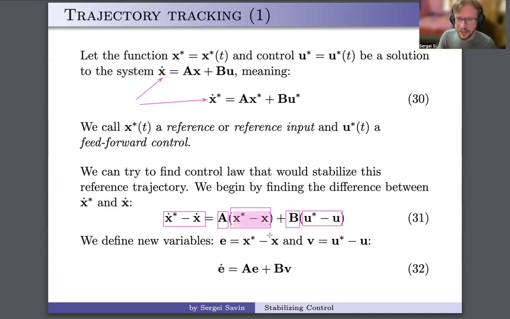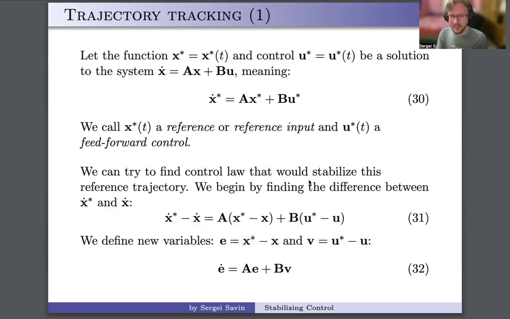So this x star minus x is now going to be called e, as an error. And this u star minus u is going to be called v, right? And in terms of new variables, this equation 31 becomes just this: e dot equals Ae plus Bv. And you can see this is just the same LTI system as we have been used to, right?